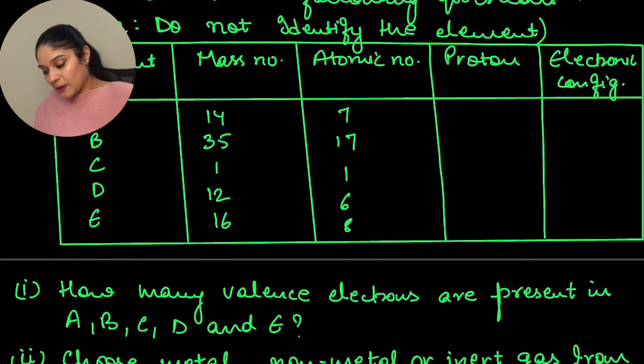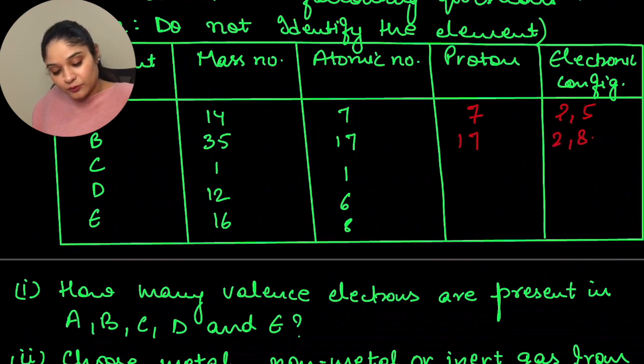So when we talk about A, mass number is 14, atomic number is 7. So if I subtract that, my protons are 7. Electronic configuration would be 2, 5. Then I have B as 35 and 17. Subtract that, you get protons as 17 and the configuration becomes 2, 8, 7.